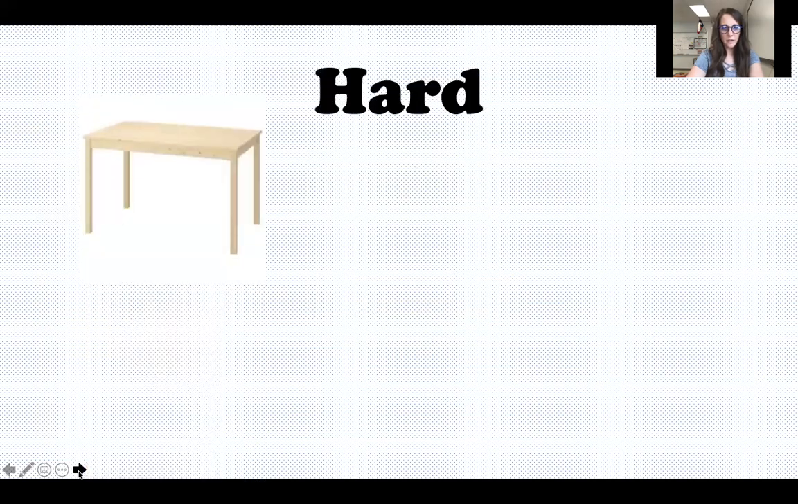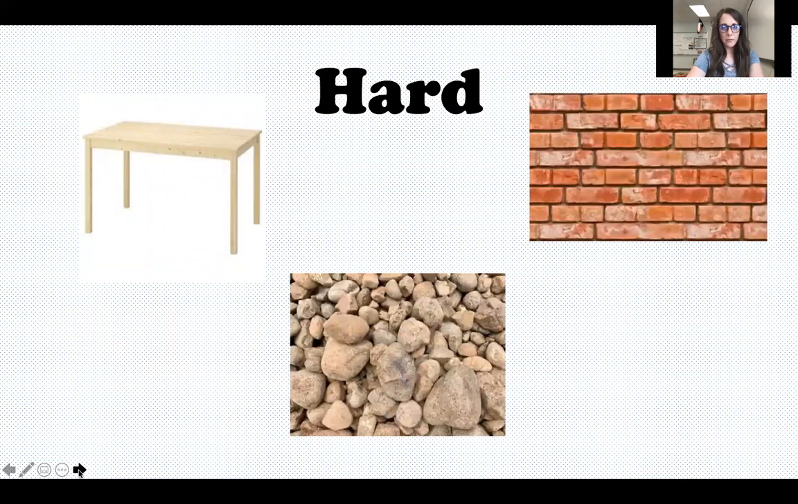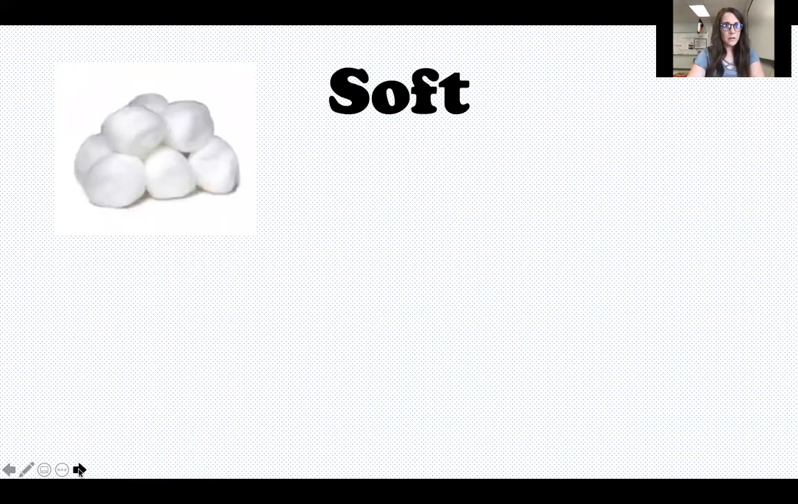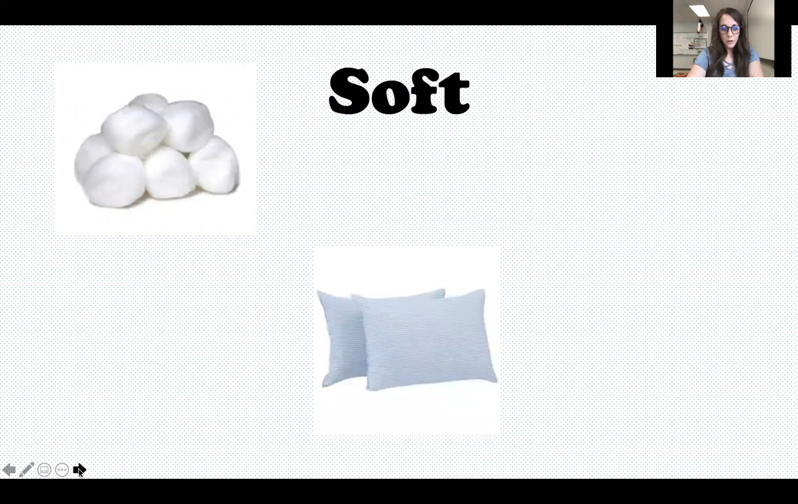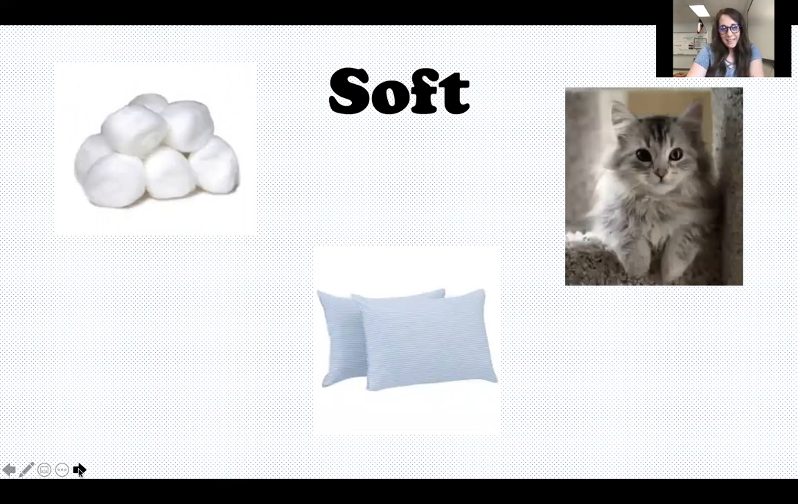Another word we can use to describe texture is hard. A table is hard. Rocks are hard. Bricks are hard. All of these things can be described as hard. And the last word that we're going to use to describe texture is soft. Cotton balls, your pillow. A kitty cat is soft.